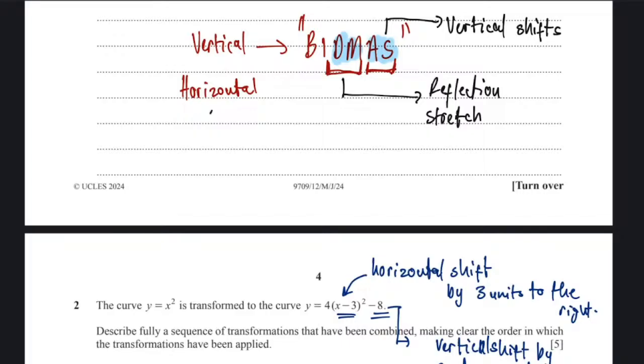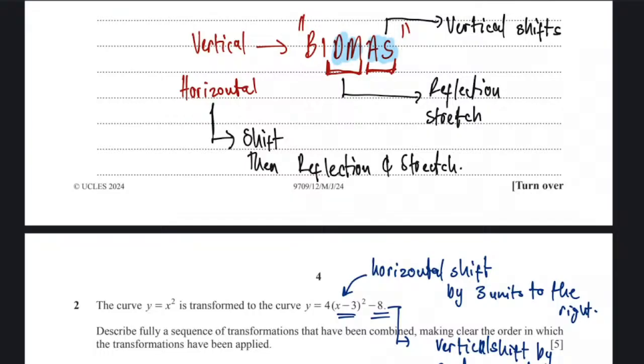Now, if you are talking about horizontal and you have more than one, you do the reverse of BIDMAS. It's a liar. So you start with shift, then you do reflection and stretch for horizontal.